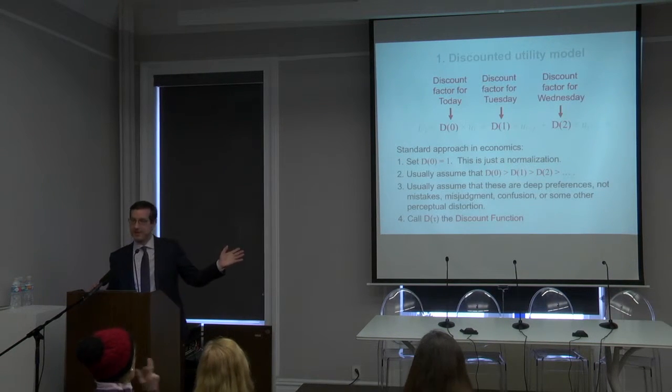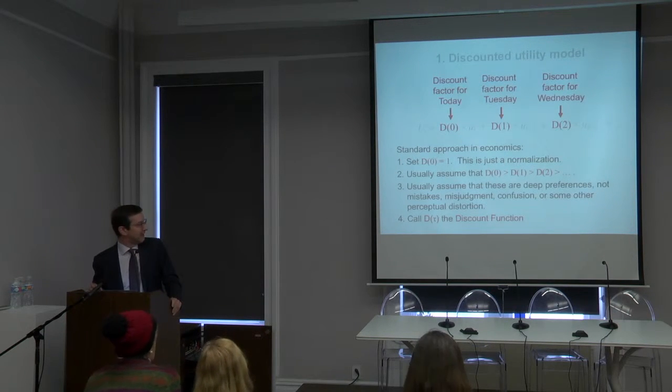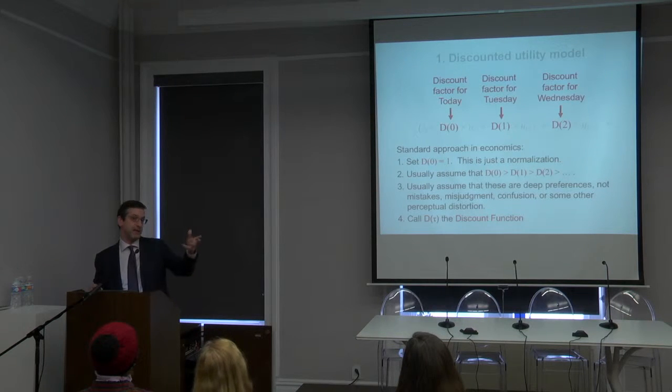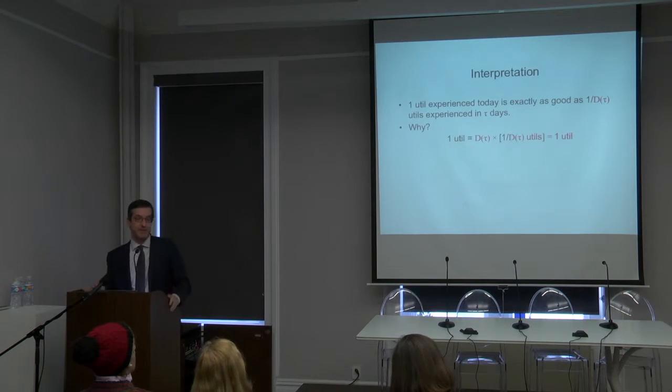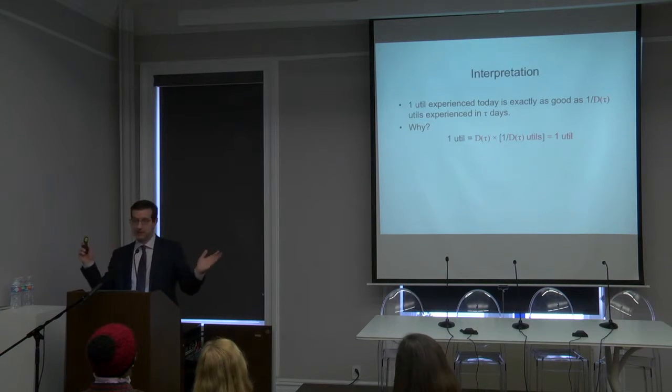And I'll just refer to this again and again as the discount function, and I'll use red coloring to keep reminding you of that object, d of tau, the discount function, where tau is the horizon at which we're discounting. So if tau is 5, we're discounting 5 periods into the future. For our purposes today, those might as well be days. Okay, so let's interpret this object, the discount function, that will be the focus of what I will be discussing. 1 util experienced today is as good as 1 over d of tau utils experienced in tau days. That's what the notation on the previous slide directly means.